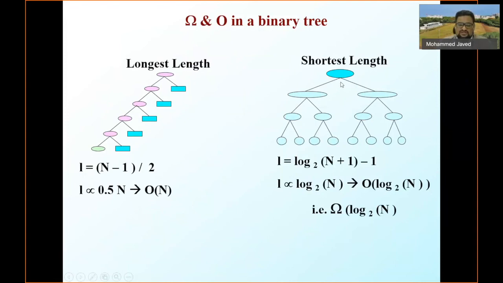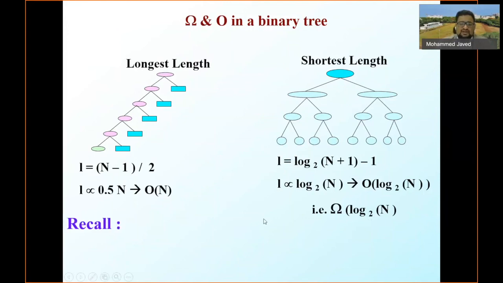What is the shortest length in case of this kind of binary trees? In case of a bushy binary tree, or for a complete binary tree, full binary tree, here L equals log of n plus 1, log to the base 2, right? And then here L is proportional to log n to the base 2, which is proportional to O of log n to the base 2. Here it is omega of log n to the base 2.